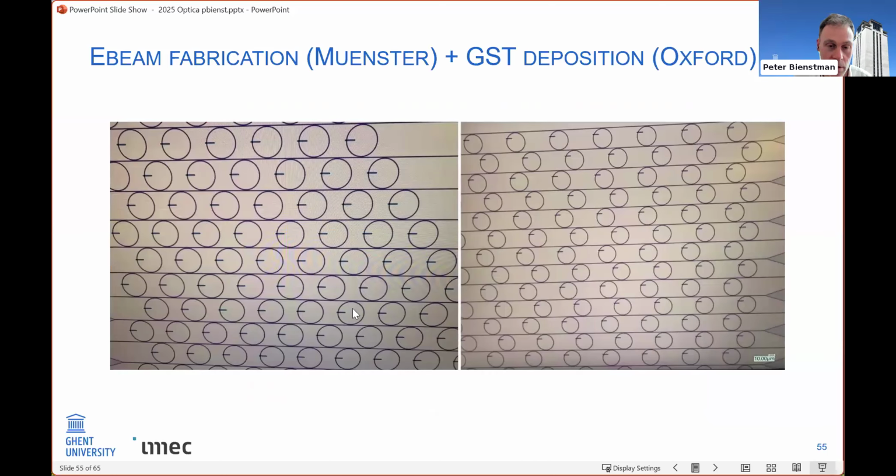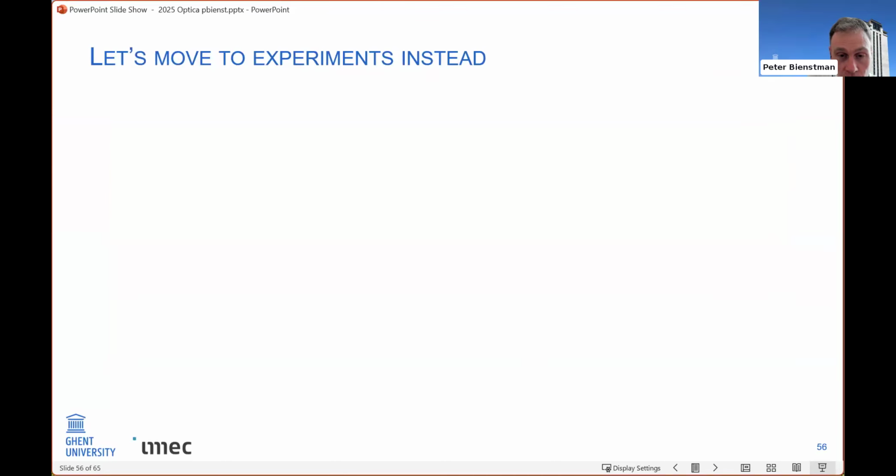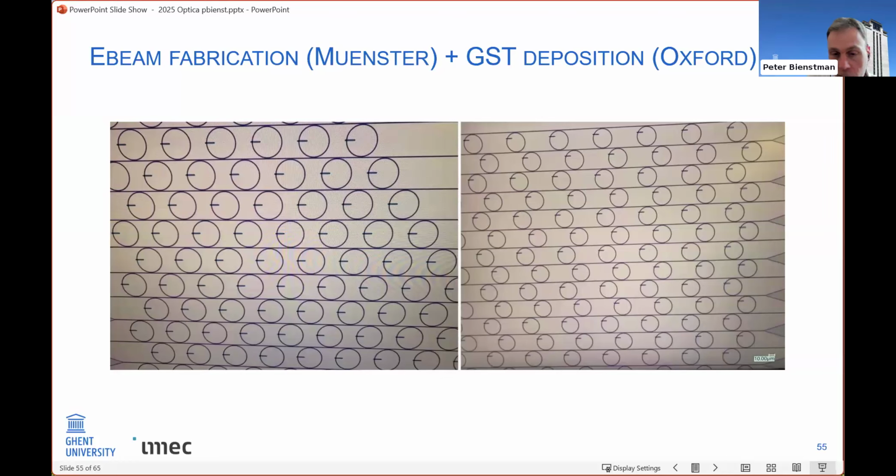To zoom in a little bit, this is what this looks like. These tiny patches over here, this is the GST, the phase change material. It's quite lossy, which is why we do not cover the entire ring resonator with this, but only this small patch. Of course, here I need to acknowledge our collaborations in Münster and Oxford for the GST deposition and the E-beam fabrication.